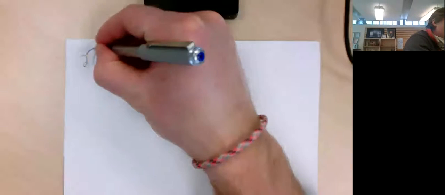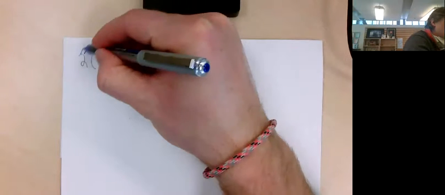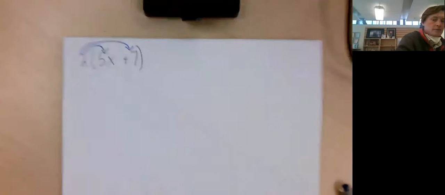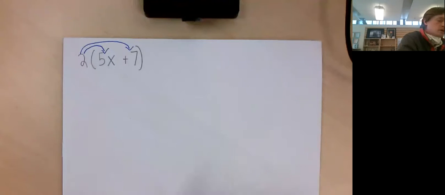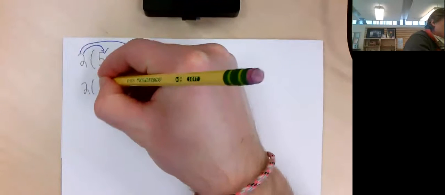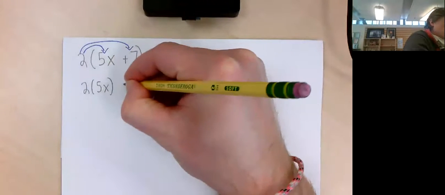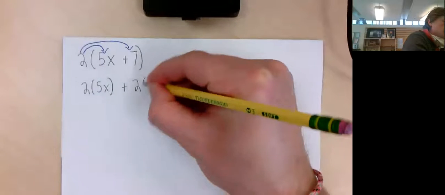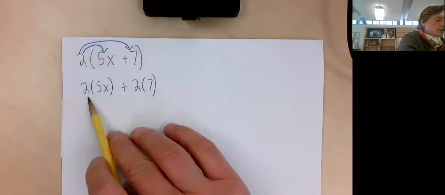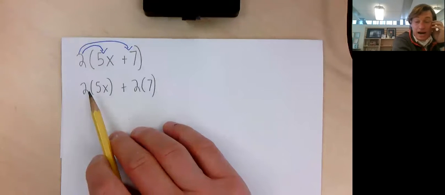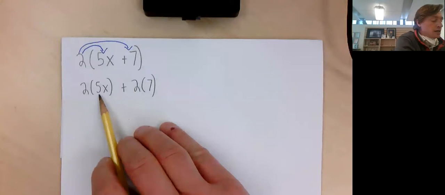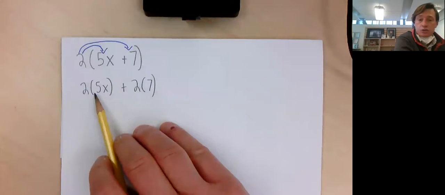We're going to do the same thing. We're going to distribute what's outside the parentheses to what's inside the parentheses. So 2 times 5x plus 2 times 7. Let's clean this up. Now, so far, when we've been combining like terms, we've just been adding or subtracting the coefficient. When we're multiplying, we're doing the same thing, but we're just using multiplication.